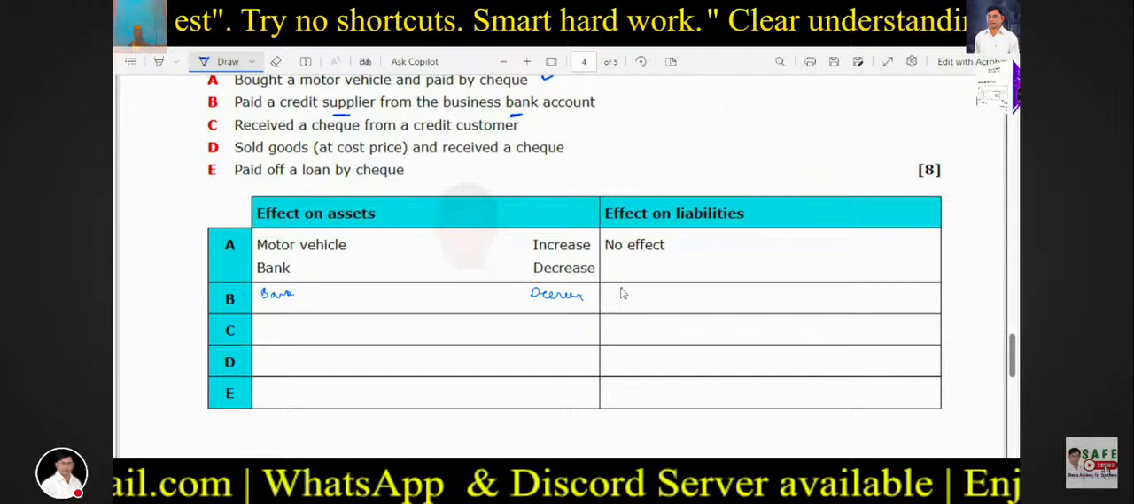So next, C, received a check from a credit customer. So what is happening here? Money is coming from a credit customer. So there was money that was receivable from a person, and the money is coming in. So what is happening? Bank balance is increasing. Obviously money is coming in, bank balance is increasing.